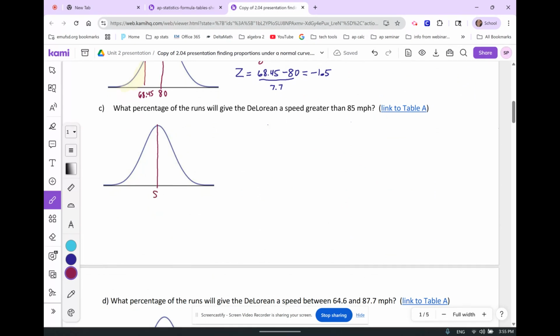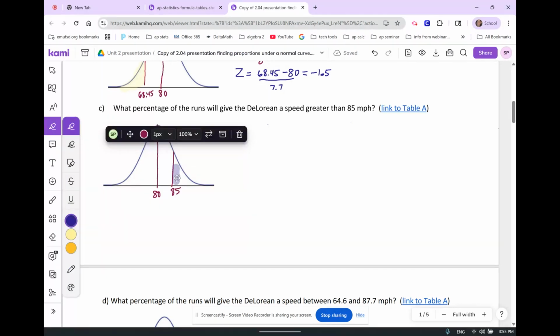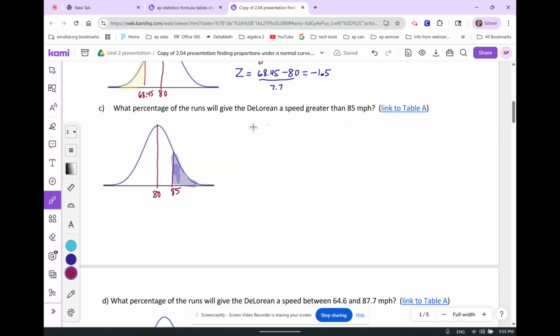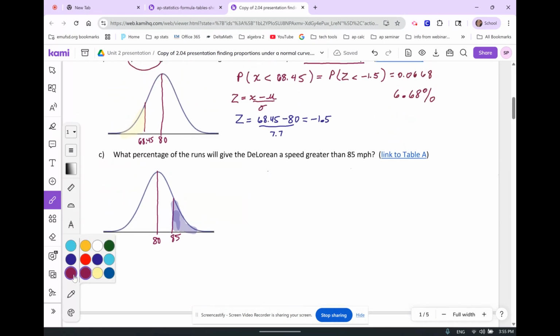Okay, so you're always going to draw your normal curve. That's part of the work that's expected on the AP exam and on my test. We want to look for greater than 85. And so we're going to shade in, you must shade in your diagram. And let me get my marking pen out again and write the notation. So we want the probability that X, a random data value or a random run, is greater than 85 miles per hour.